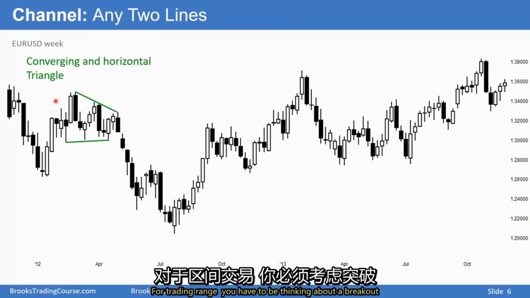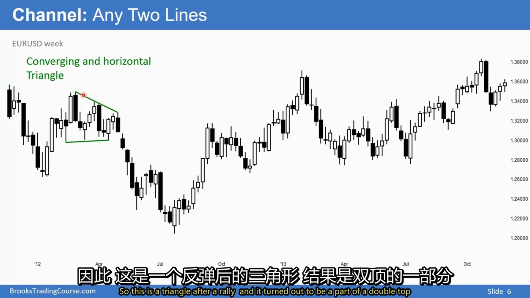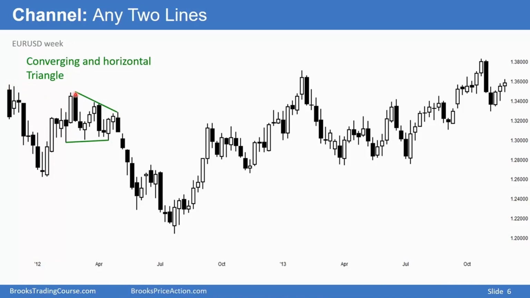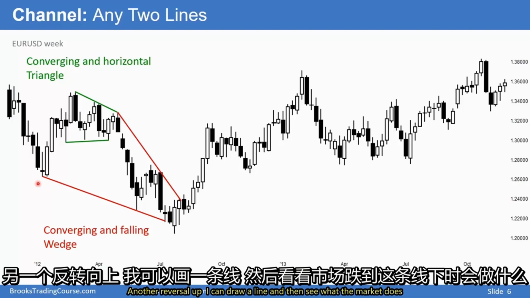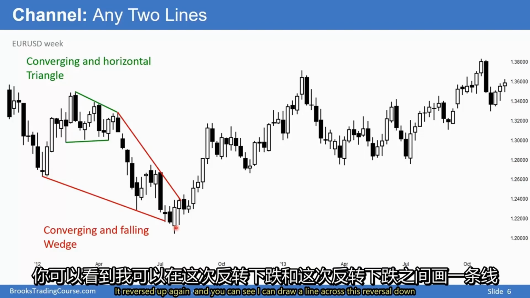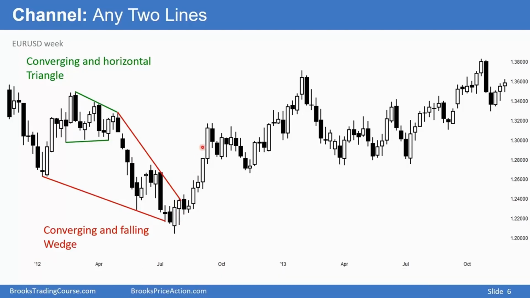A trading range. You have to be thinking about a breakout, and I'm always looking at lines, and you can see you can draw convergent lines. So this is a triangle after a rally, and it turned out to be a part of a double top, and it led to a bear breakout. I'm always looking at reversals, and they allow me to draw lines. We have a reversal up, another reversal up. I can draw a line, and then see what the market does when it gets down to the line. It reversed up again. And you can see I can draw a line across this reversal down and this reversal down, a wedge bottom, and we got a strong breakout to the upside.